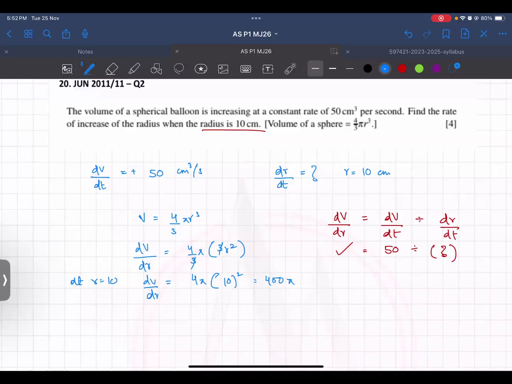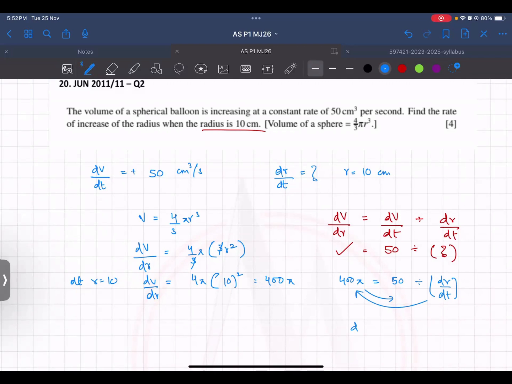So this is the value of dv upon dr at radius 10. So 400 pi equals 50 divided by dr upon dt. Now this dr upon dt is dividing, it would go over there and multiply. And 400 pi can be brought down in the division like this.